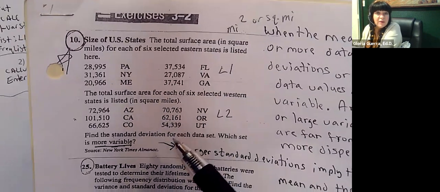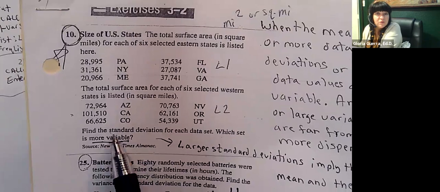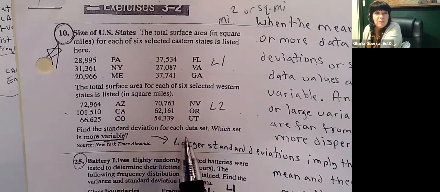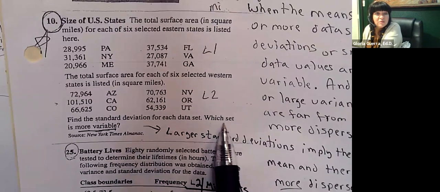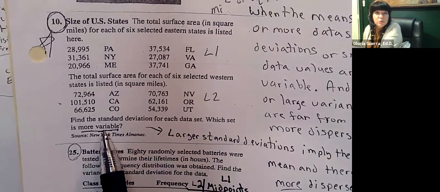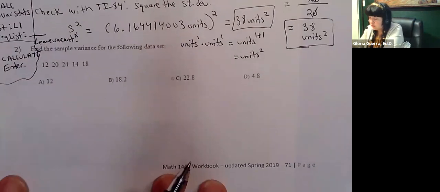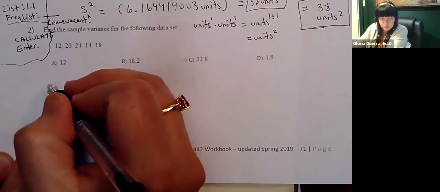And you have 2 data sets. See, find the standard deviation for each data set. It didn't say to combine them. It said each one. But then it says which set is more variable. Which one's more variable? So you need to know this idea. This is important, and that's like a theoretical part.